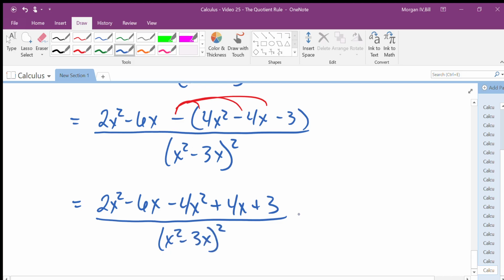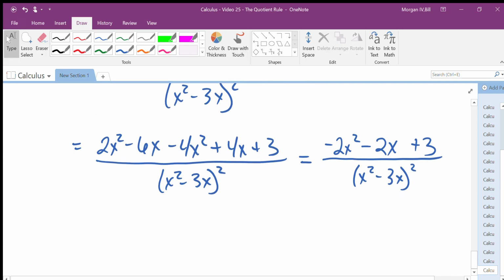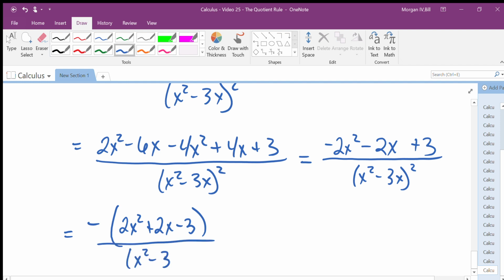Now let's see if anything will combine. We have 2x squared minus 4x squared, that is negative 2x squared. A negative 6x and positive 4x is minus 2x, and a plus 3. Divided by x squared minus 3x, squared. Now if you boxed this answer, I would give you full credit for that. But I don't like the leading coefficient of my numerator to be negative, so I'm going to factor out a negative. That will leave me with positive 2x squared plus 2x minus 3 divided by x squared minus 3x, squared.